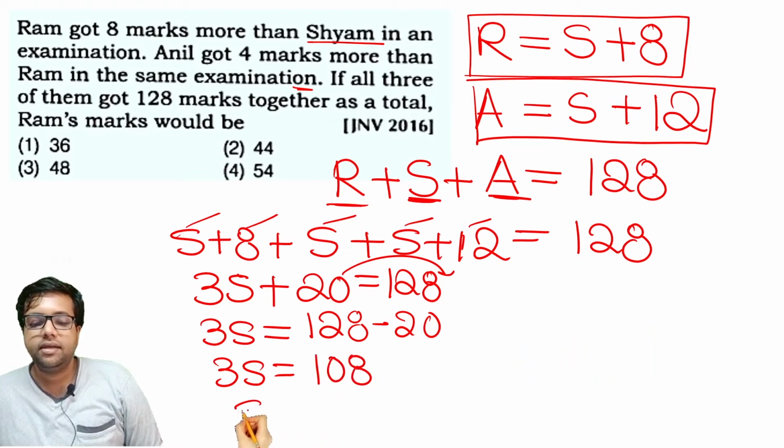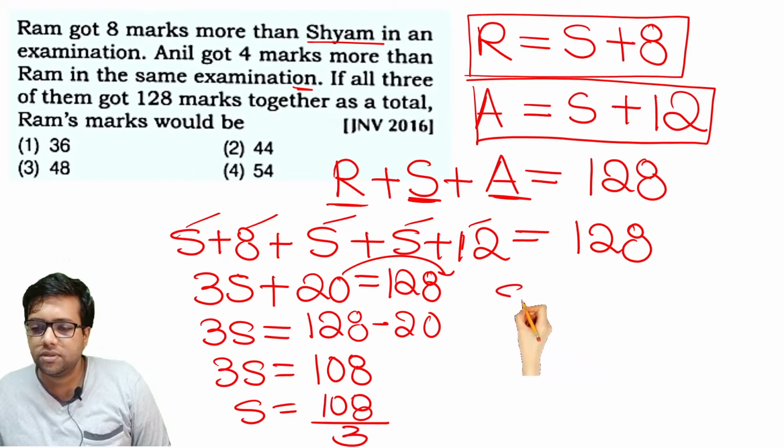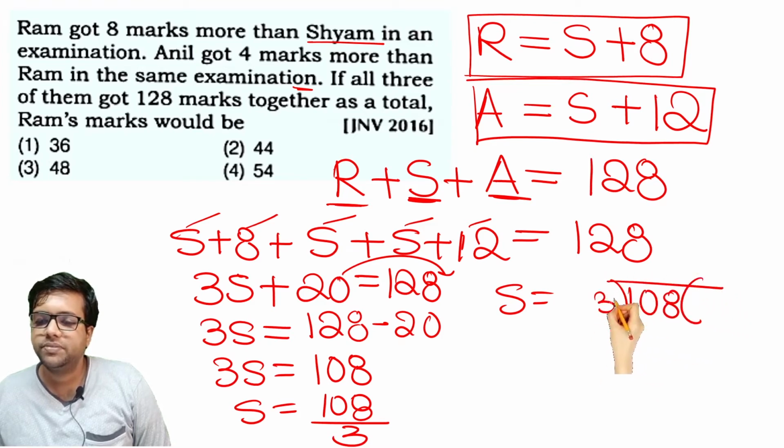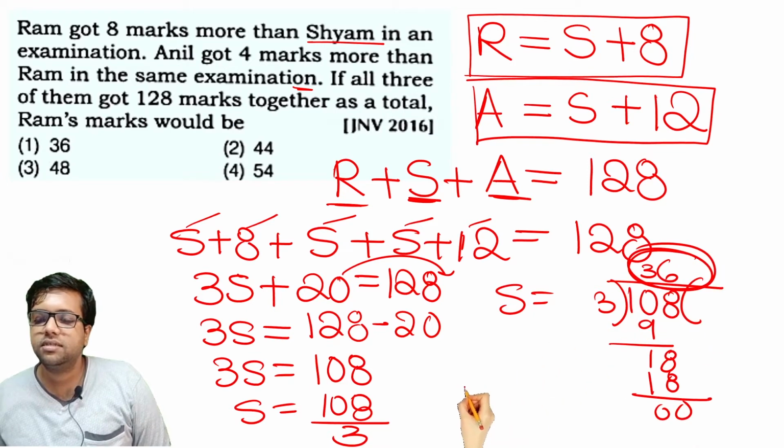Okay, and S is equal to 108 divided by 3. So let us do that part. S is equal to, I will do the long division itself. 108 divided by 3. What will you get? You will get 3 3s is 9, 1 and 8, 3 6s is 18. You get both zeros. 36 is the quotient you get.